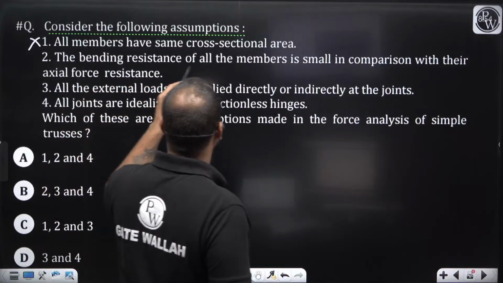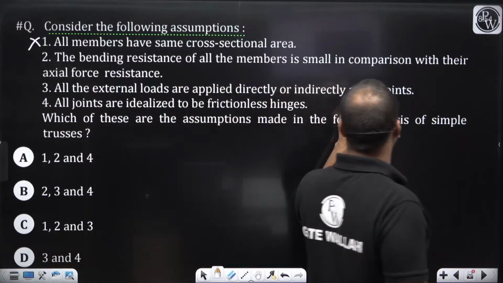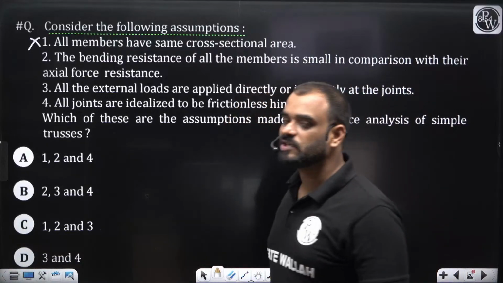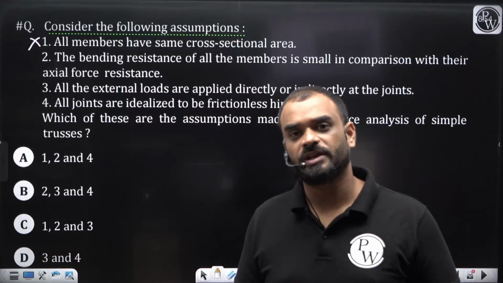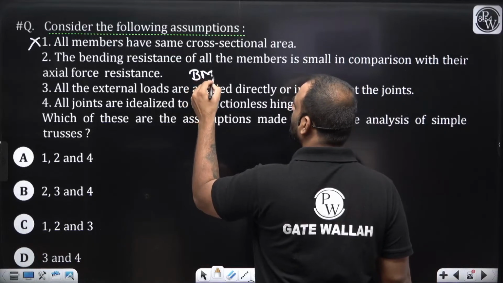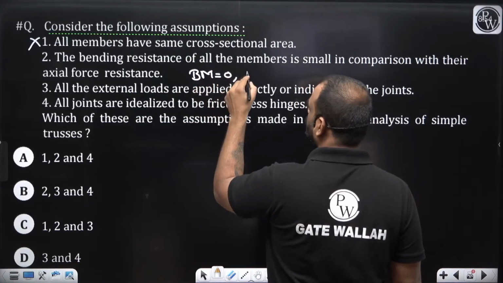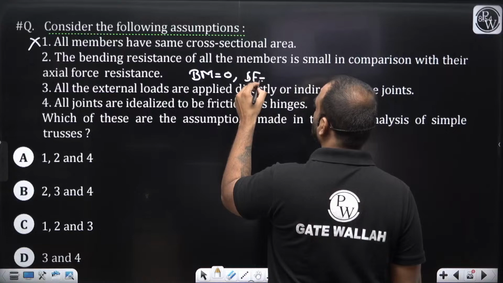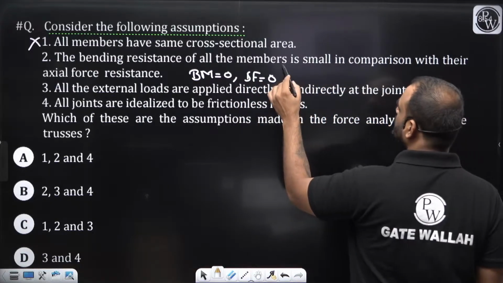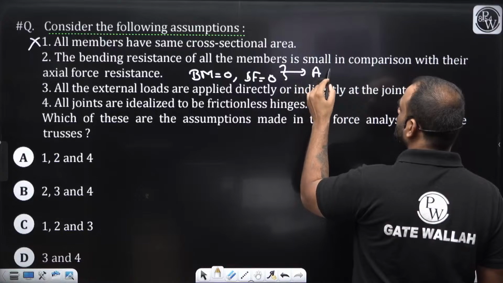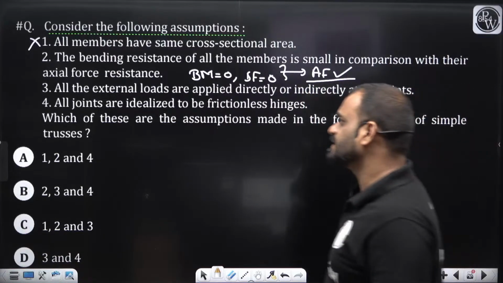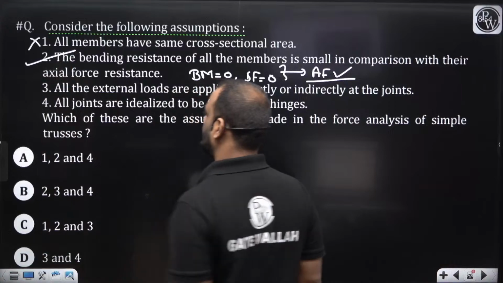The bending resistance of all the members is small in comparison with their axial force resistance. Yes, it is so, and due to this reason only we consider the bending moment of each and every member to be 0, as well as the shear force of each and every member is also 0. So we know that, guys, due to this reason only axial force is present in individual truss members, right? And that's why the second statement is 100% correct.